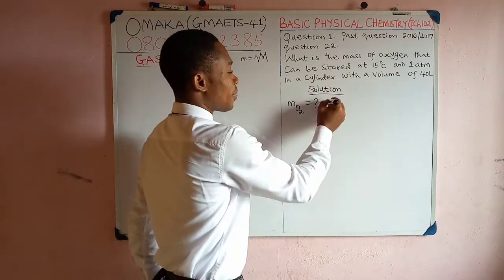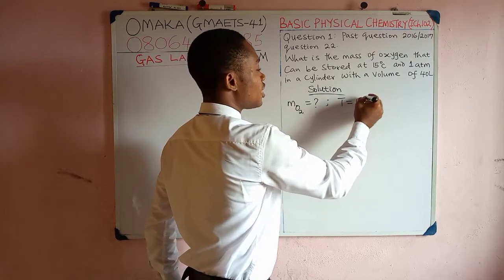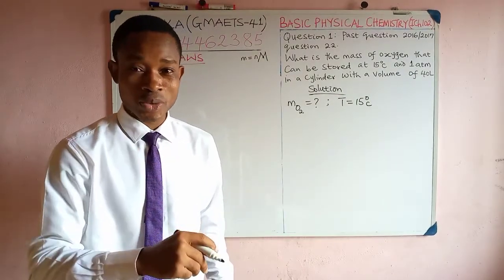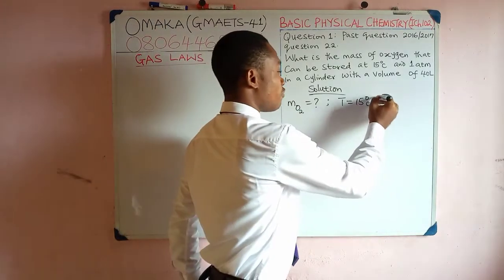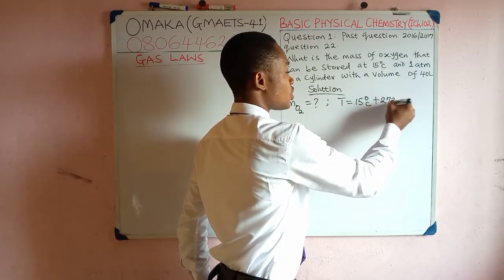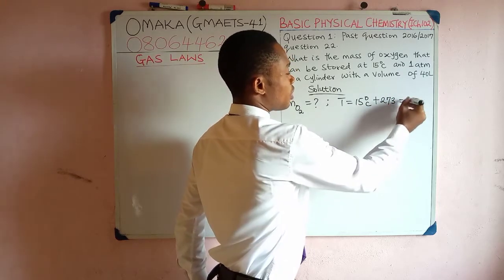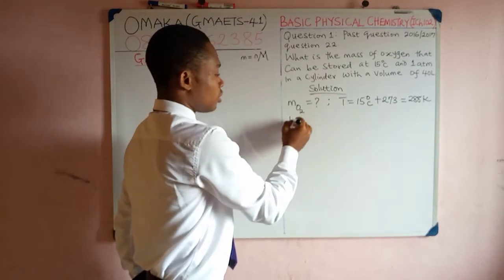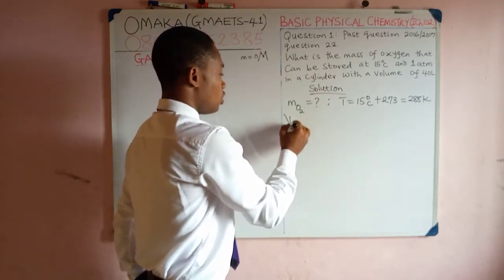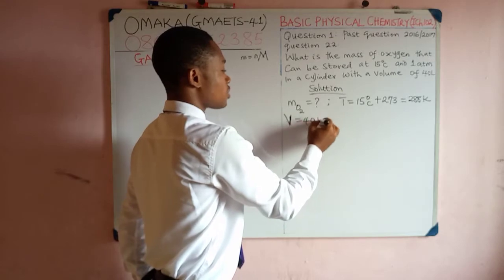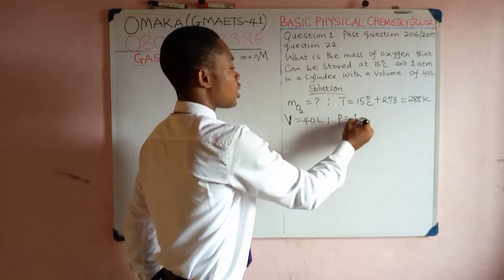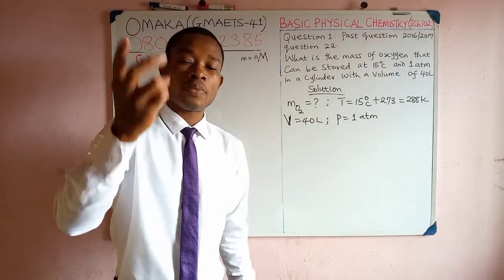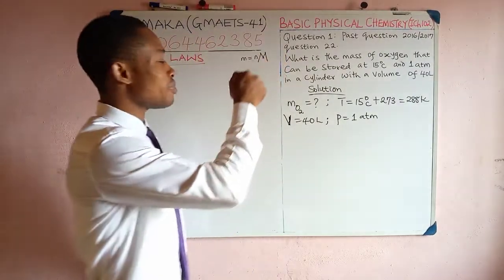We don't know that. The temperature is what? 15 degrees centigrade or Celsius. You would recall that you were told in our previous video that you need to convert it to kelvins by adding 273. If you do that, 15 plus 273 will give us 288 Kelvin. And now the volume given to us is 40 liters. The pressure is 1 atmosphere. Now if you look at this data given to us, we have temperature, pressure, volume. We are asked to find mass.